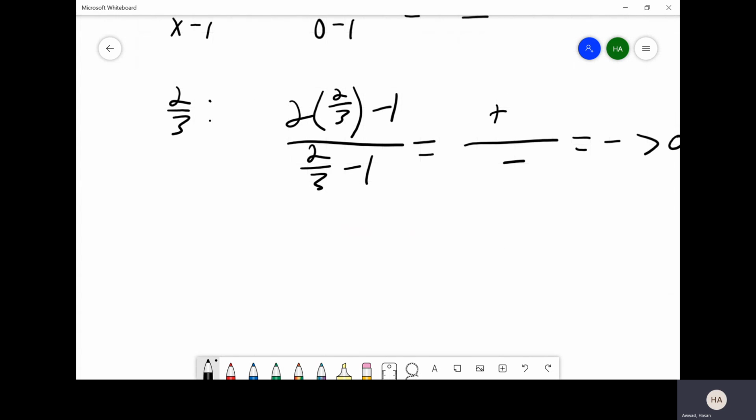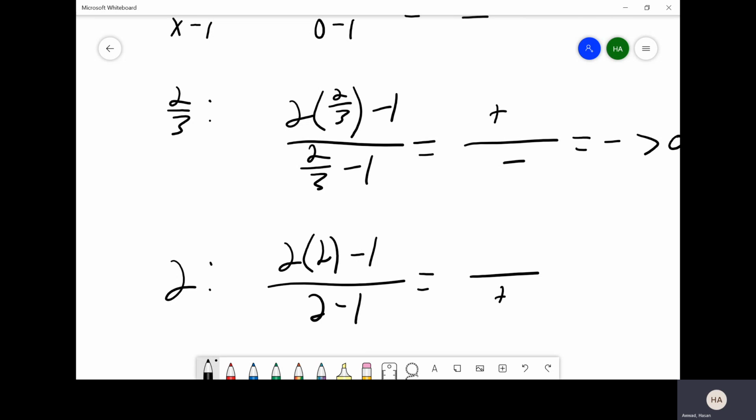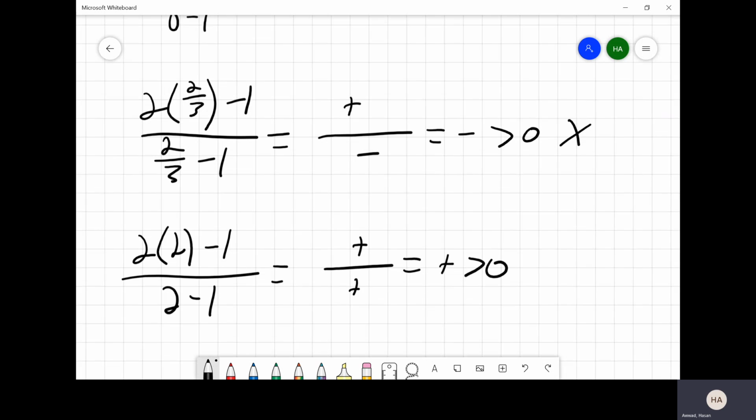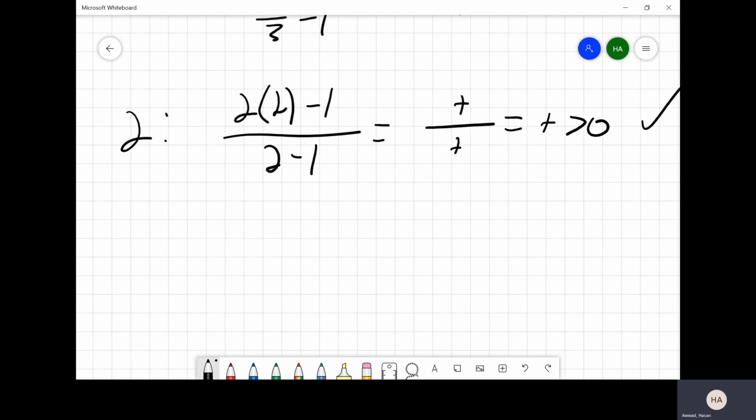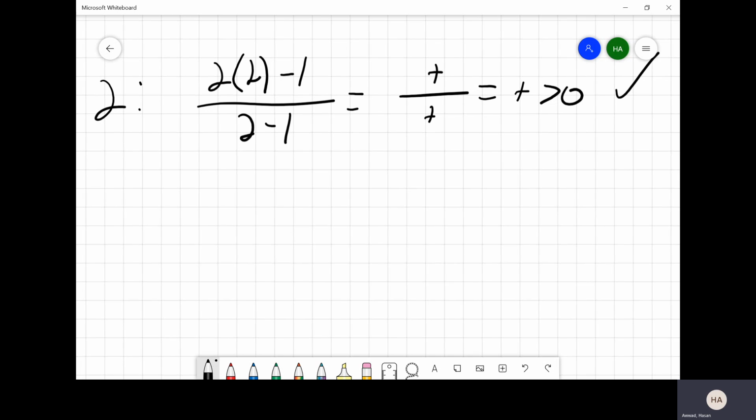And last but not least, we just have to test 2. So testing 2, we plug in 2, and we're going to have 2 times 2 minus 1 over 2 minus 1. 2 minus 1, we know we're going to get a positive. 2 times 2 is 4 minus 1. We get another positive, which is a positive, which is greater than 0. So hooray, great.